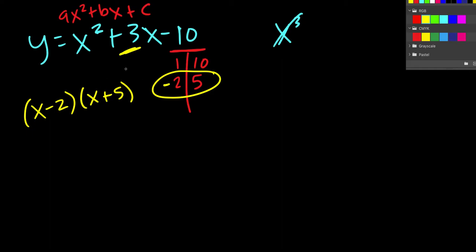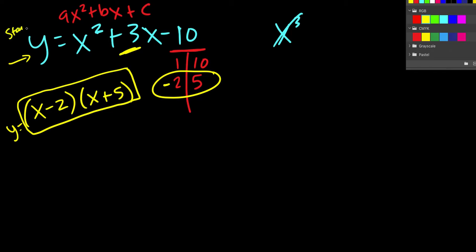Okay, so for this video we're going to stop right here. This is called factored form. And if we were to graph this, put y equals out in front of it, if we were to graph this on Desmos, they would be the same graph. So they're equivalent. It's just this blue one is called standard form, and this yellow one is called factored form. Okay. So we're going to move on and try another one.